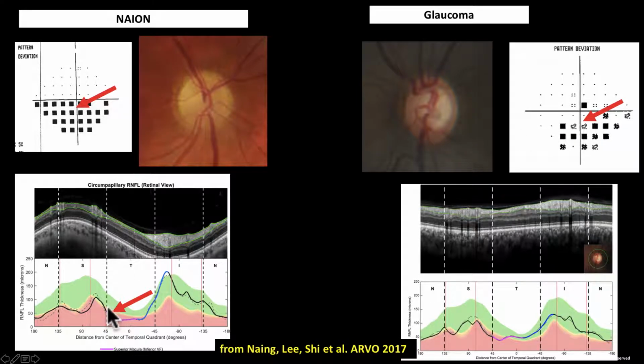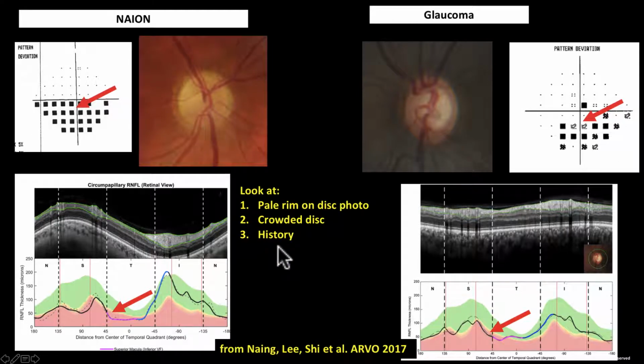You can see the thinning here in the superior region invading into the macula. And you can see thinning here in about the same place. So to distinguish between these two diseases, and I have to say it's not uncommon for patients with ION to carry a diagnosis that is not correct of glaucoma, as you know, you want to look for a pale rim on the disc photo, which is characteristic of ION, a crowded disc as opposed to clear cupping, history, sudden onset, etc. And there are also OCT signs that we're working on and others are working on.